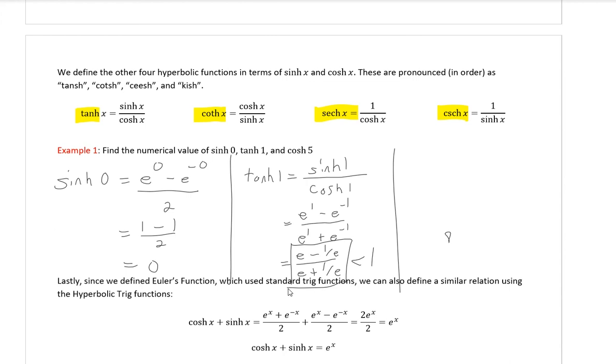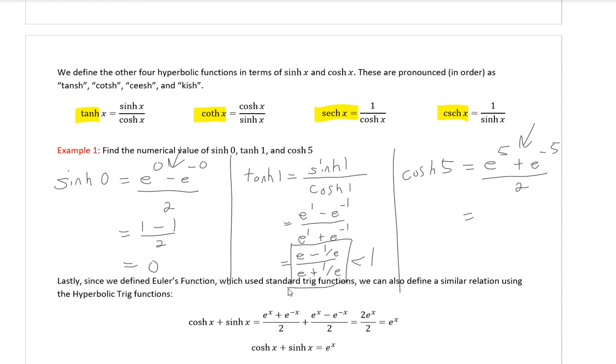Now, cosh of 5 would work the same way. Cosh of 5, well, I just use the definition for cosh, which is e to the 5 in this case, plus e to the negative 5, all over 2. Note that the only difference with sinh and cosh is that symbol in between the two exponentials. With cosh it's plus, with sinh it's a minus.